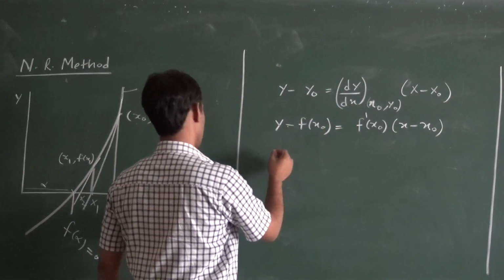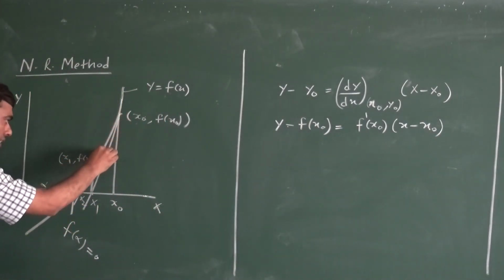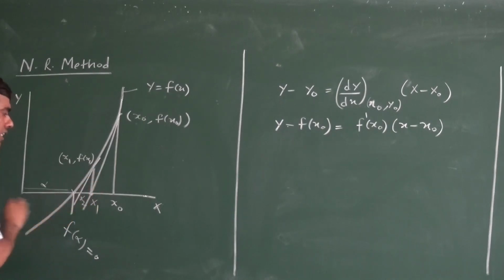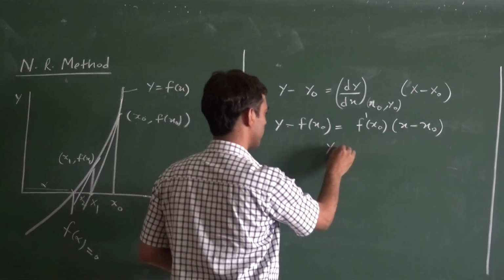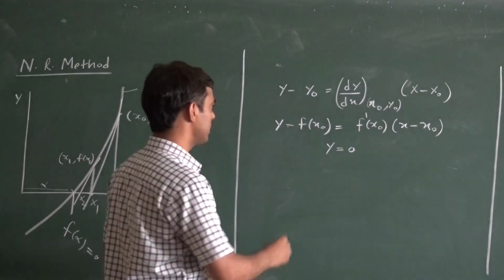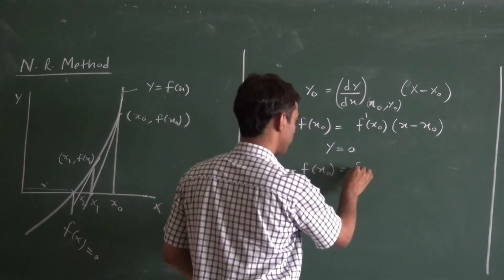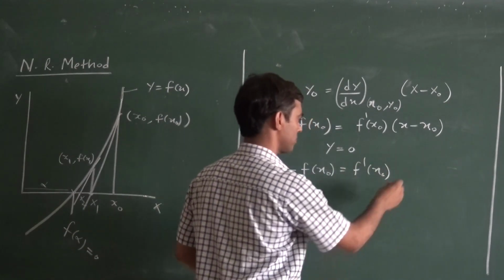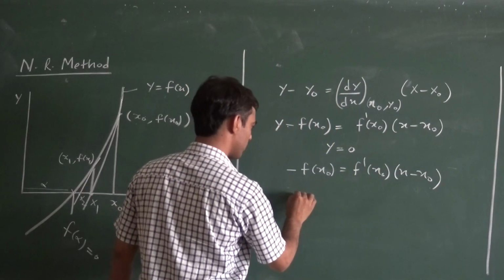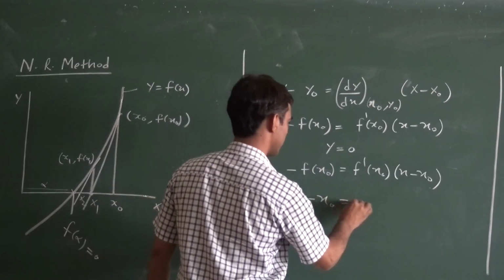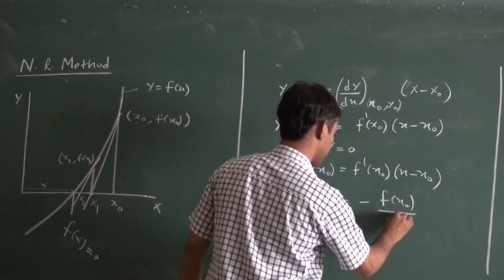Now this is the equation of this tangent. How do we find this point? This is the point of intersection with the x-axis. What is the equation of the x-axis? y equals 0. So here we put y equal to 0. Then this becomes minus f of x0 equals f dash x0 times x minus x0. If we simplify this, x minus x0 equals minus f of x0 divided by f dash x0.